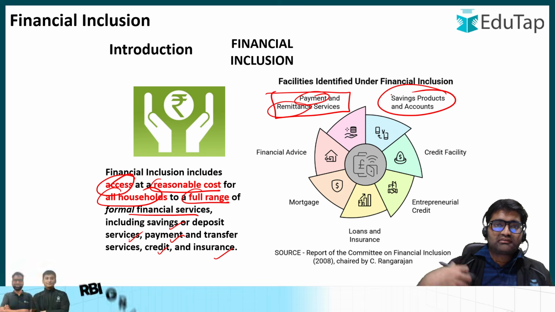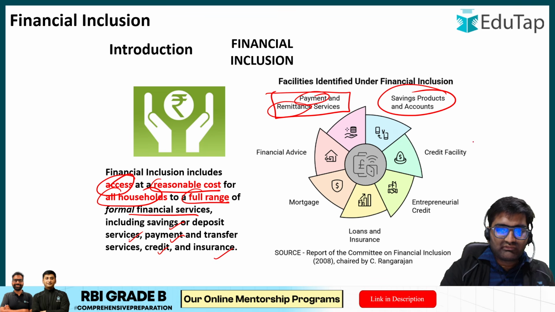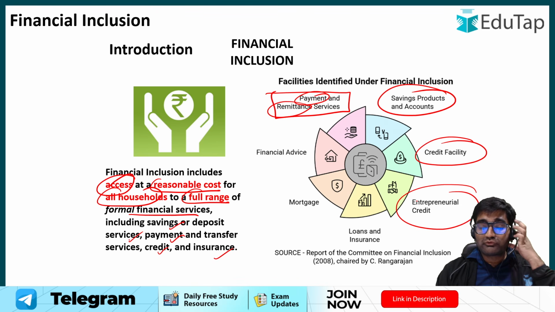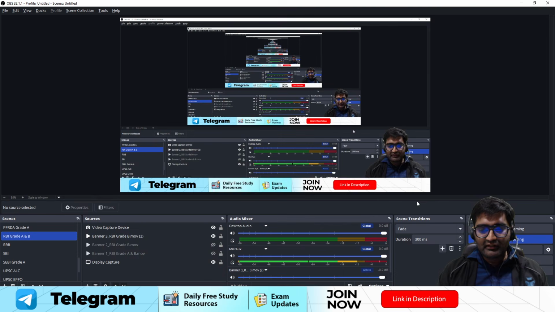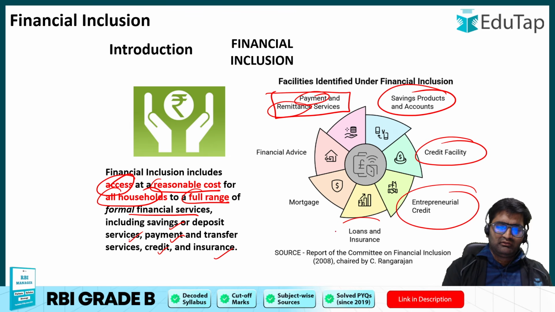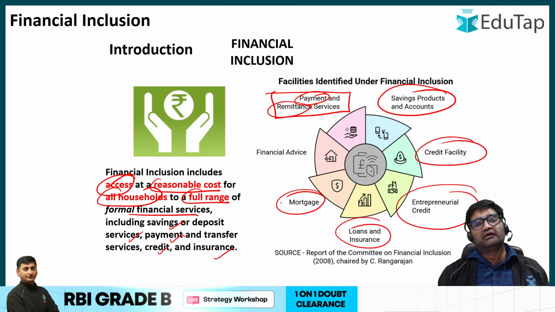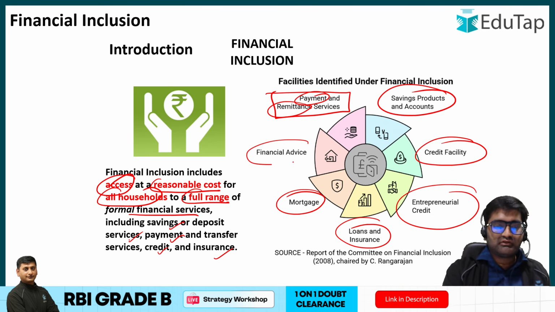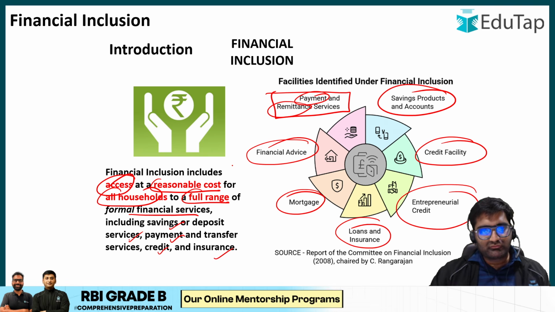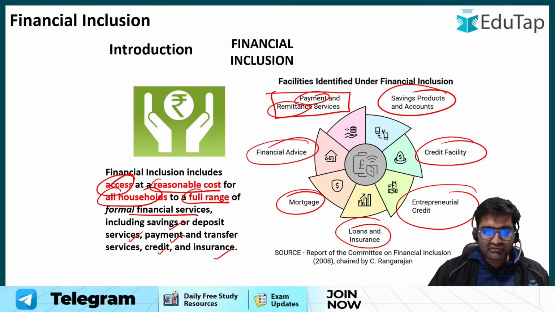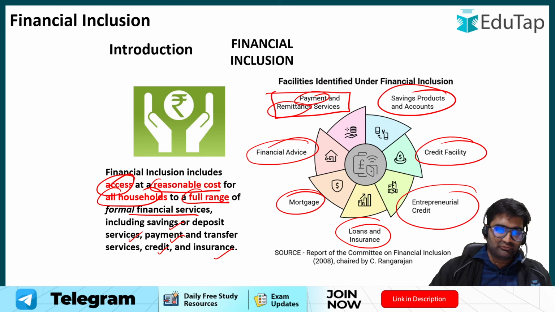Savings products and accounts, wherein savings bank account, current account, etc., if needed, are opened. Credit facility providing loans. Entrepreneurial credit, for whoever needs loans to do some business which they are really interested in, and they have the idea for it. Loans and insurance. Then mortgage, wherein if they have some property, they can keep that as collateral and take some loan. Financial advice, like you can be part of some scheme but do this and that. Those are the main facilities as per financial inclusion.